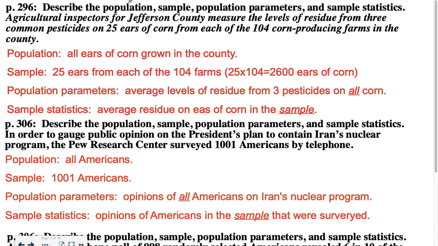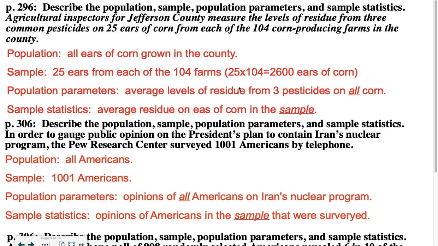This is a pretty nice little map of everything we're going to discuss, so definitely look through this. Okay, so here we go. We're going to describe the population, sample, population parameters, and sample statistics. Agricultural inspectors for Jefferson County measure the levels of residue from 3 common pesticides on 25 ears of corn from each of 104 corn-producing farms. So the population would be all the ears of corn grown in the entire county. The sample would be the 25 ears from each of the 104 farms, so that would be a total of 2,600 ears.